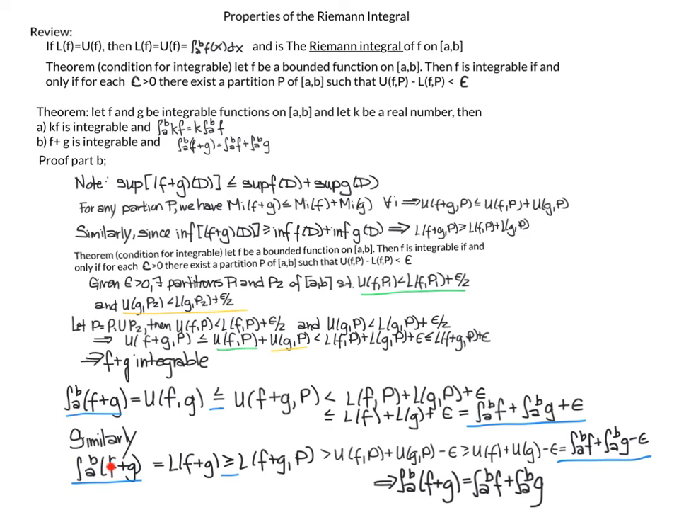Similarly, we can look at the integral of f plus g and compare it to the lower integral of f plus g to get this chain of inequalities, so that we have the integral of f plus g less than or equal to the integral of f plus the integral of g plus epsilon, and greater than the integral of f plus the integral of g minus epsilon.